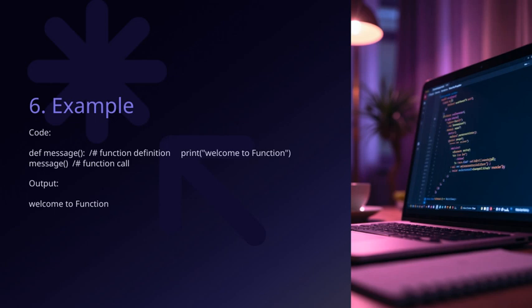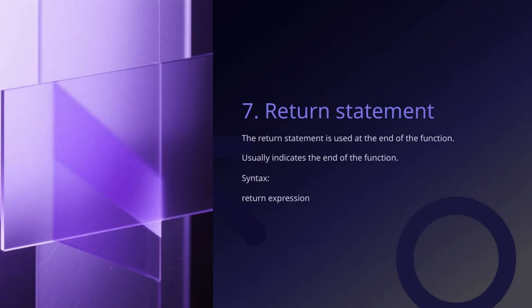This example highlights the basic flow. Define a function, then call it to execute its code. It's a straightforward way to organize and reuse code in programming, which is a key theme we're exploring in this presentation. Let's talk about the return statement.